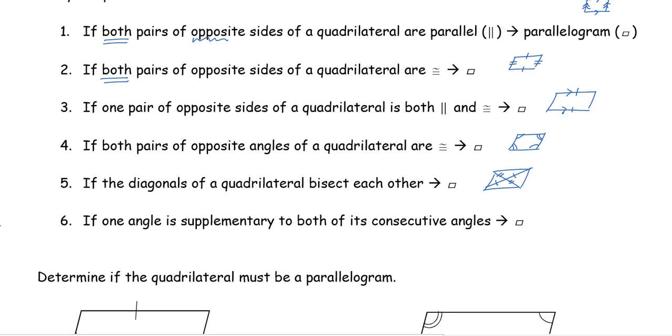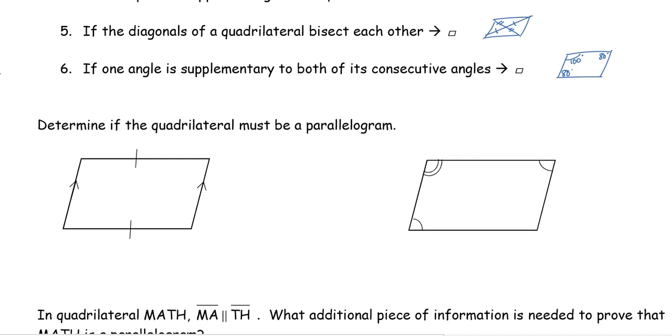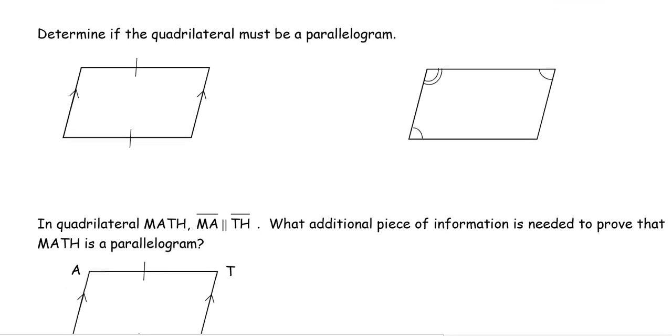And the last one is if one angle is supplementary to both of the consecutive angles. So we have 4 angles. If I just pick this one, in order for it to be a parallelogram, I have to show that this angle right here is supplementary to both of them. So let's say that this is 100 degrees. I would need this to be 80, and I would need this to be 80. I can't just show that one is supplementary. I have to show that both consecutive angles, so the angle on each side, are supplementary. So we're going to use these ideas to determine whether or not it is going to be a parallelogram.